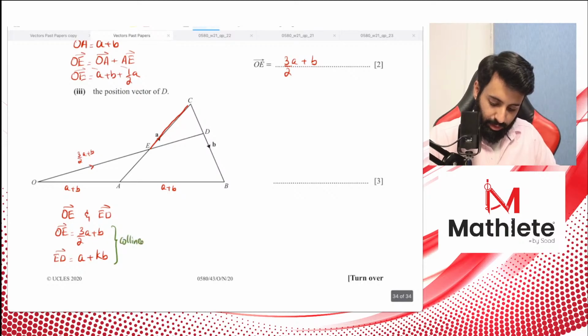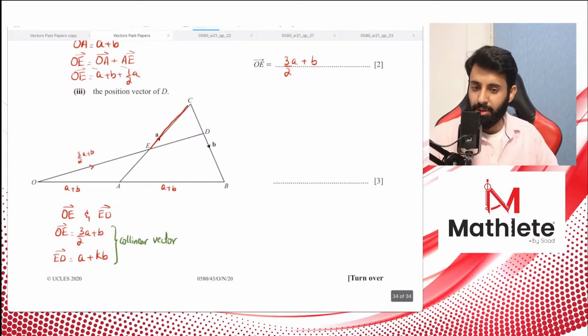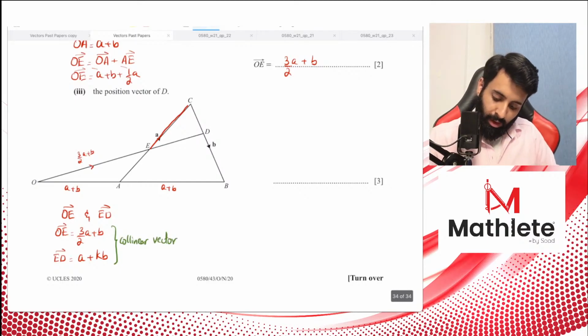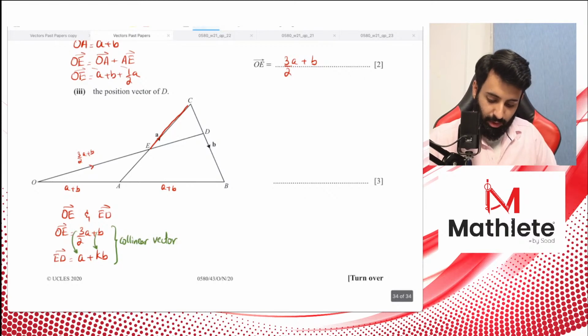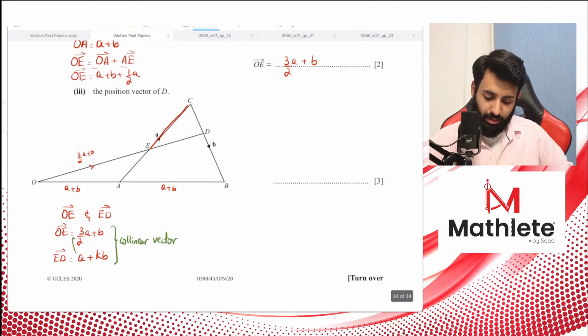It's like, if you know coordinate geometry, when you have collinear points, they have the same gradient. Now, that means the ratio is going to be the same. Doesn't matter how you take it, whether you compare ED and OE, but the ratio is going to be the same. Yes, they're collinear.